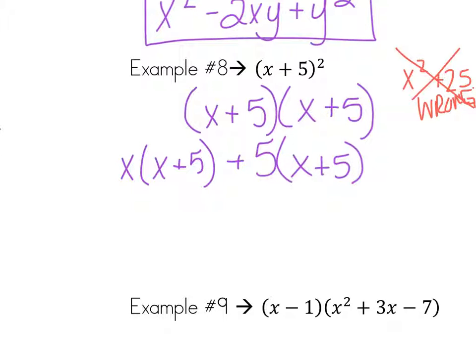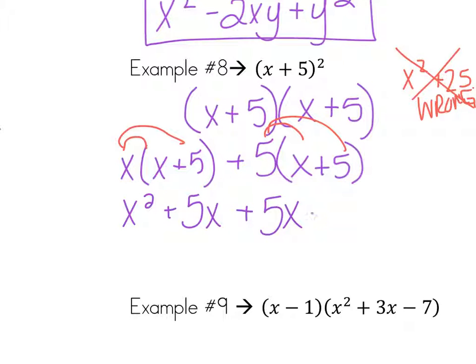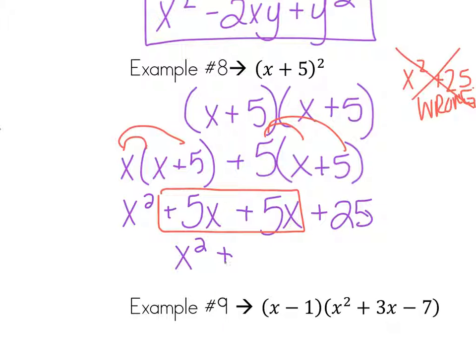Okay, now going back to the original problem to finish this off, I'm going to distribute my x times x and my x times 5, my 5 times x and my 5 times 5. So x squared plus 5x plus 5x plus 25. I'm hoping that you are noticing the like terms like I do. Let's group them together to give us a final answer of x squared plus 10x plus 25.